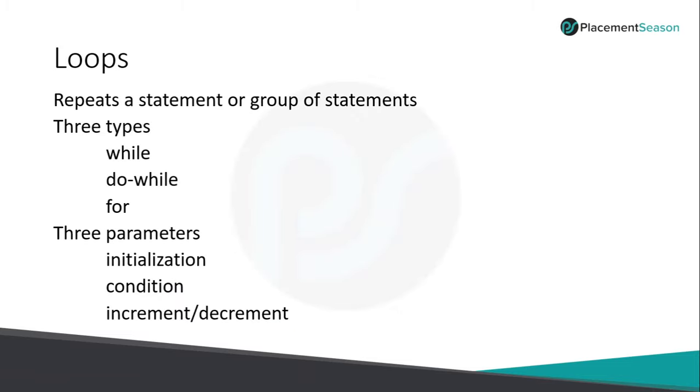So next let's move on to another concept called loops. As we discussed in the first slide, a loop is a statement which repeats a set of statements or a block in every iteration. We will be discussing the 3 types of loop: while, do while and for, and then we will be discussing what are the 3 parameters required for each loop.